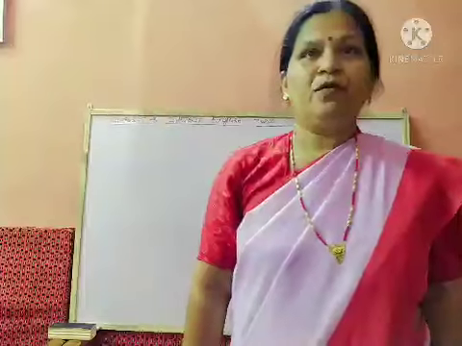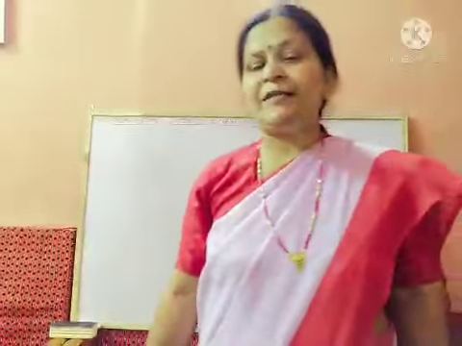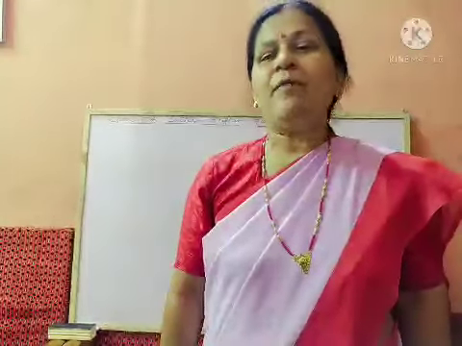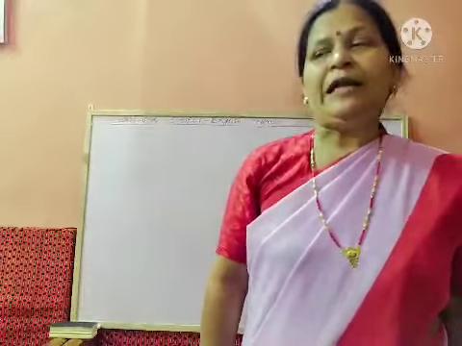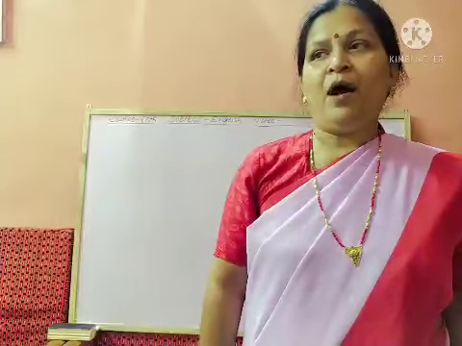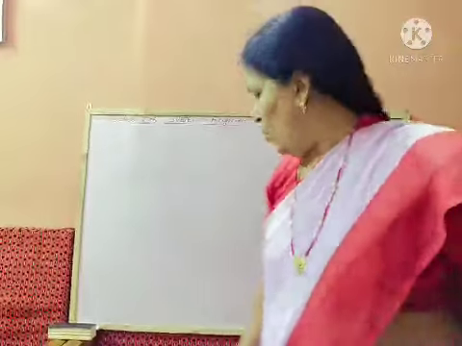Before starting the topic, I shall ask you some questions. First question, how many alphabets are there in English grammar? Yes, there are 26 letters in English grammar. How many letters are vowels? Yes, there are 5 vowels. Vowels are A, E, I, O, U.